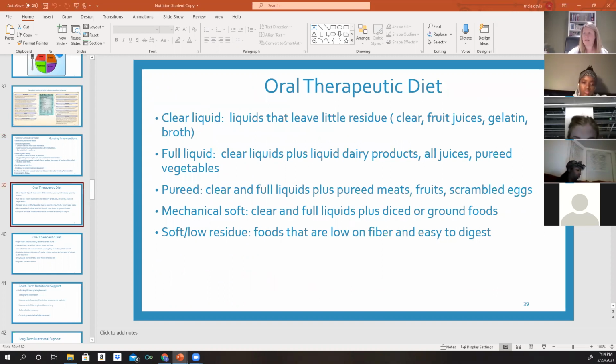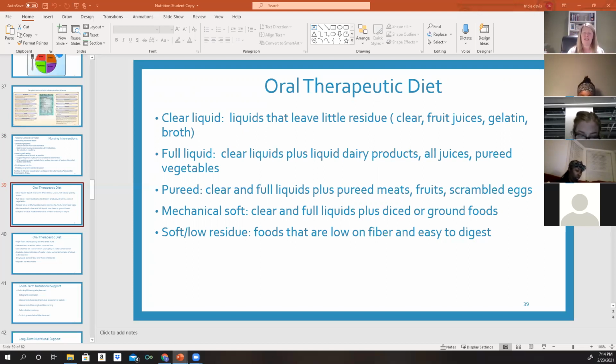So we have, this is an important slide. You guys are going to see this again. We have different oral therapeutic diets. A clear liquid diet. This is a diet that includes all liquids that leave very little residue. So these are clear, obviously. These can be your fruit juices, your gelatins, certain carbonated beverages, and chicken broth, and beef broth, and vegetable broth.